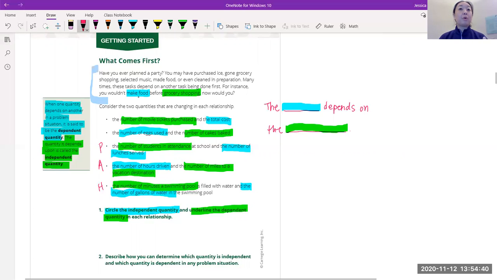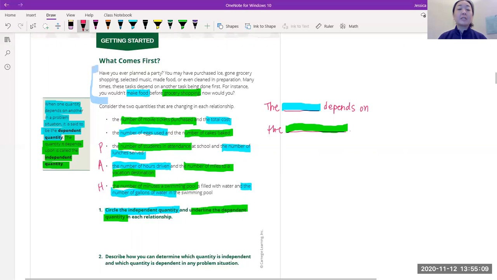Like you would not make food before you go grocery shopping, right? If you don't have the ingredients, you can't make the food. So grocery shopping would be first. That's the independent, and what depends on that is you making the food. There's a little sentence stem here that I put in. I'm trying to keep the colors the same: anything that's dependent is going to be blue, and anything that's independent is going to be green. So if you plug it in there, it should make sense.